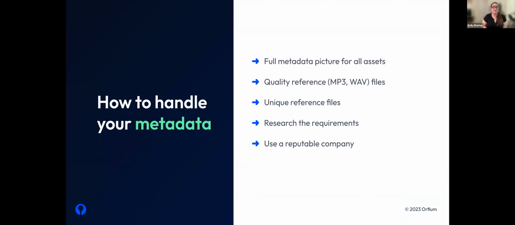Next, high quality reference files. If you're uploading sound recordings, having high quality MP3 or WAV files is important for the automatic detection systems the UGC platforms use. These reference files are used to detect usage of your music and videos, so you'll want to have the highest quality possible.